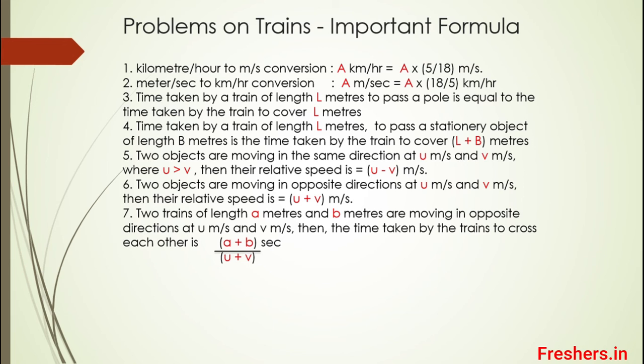Now, the last one: two trains of length A meters and B meters are moving in opposite direction at U meter per second and V meter per second. Then the time taken by the trains to cross each other is A plus B divided by U plus V seconds.